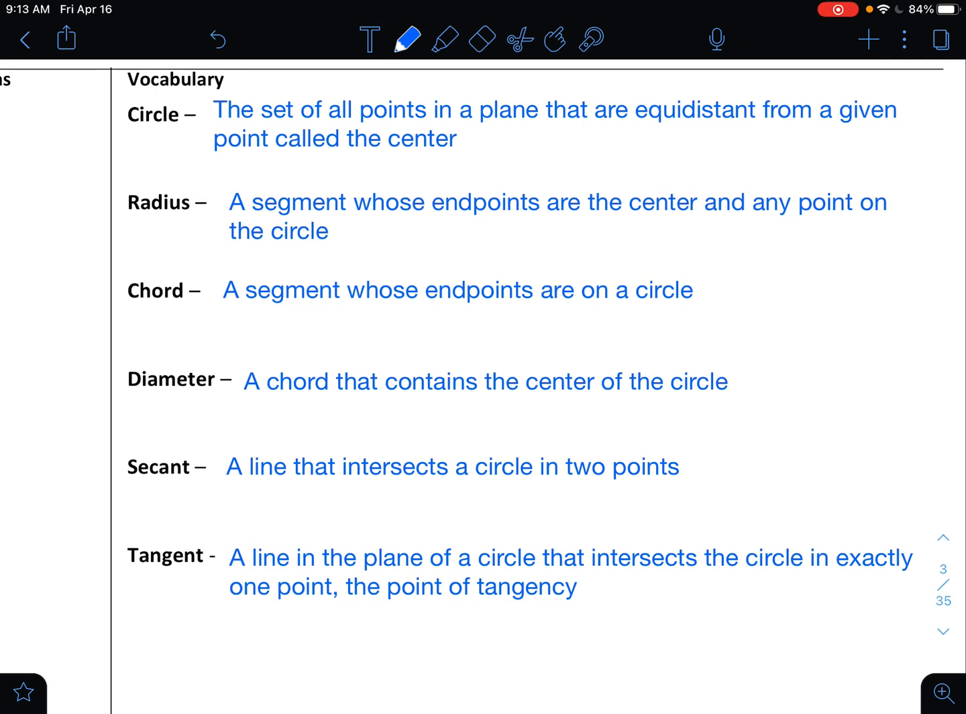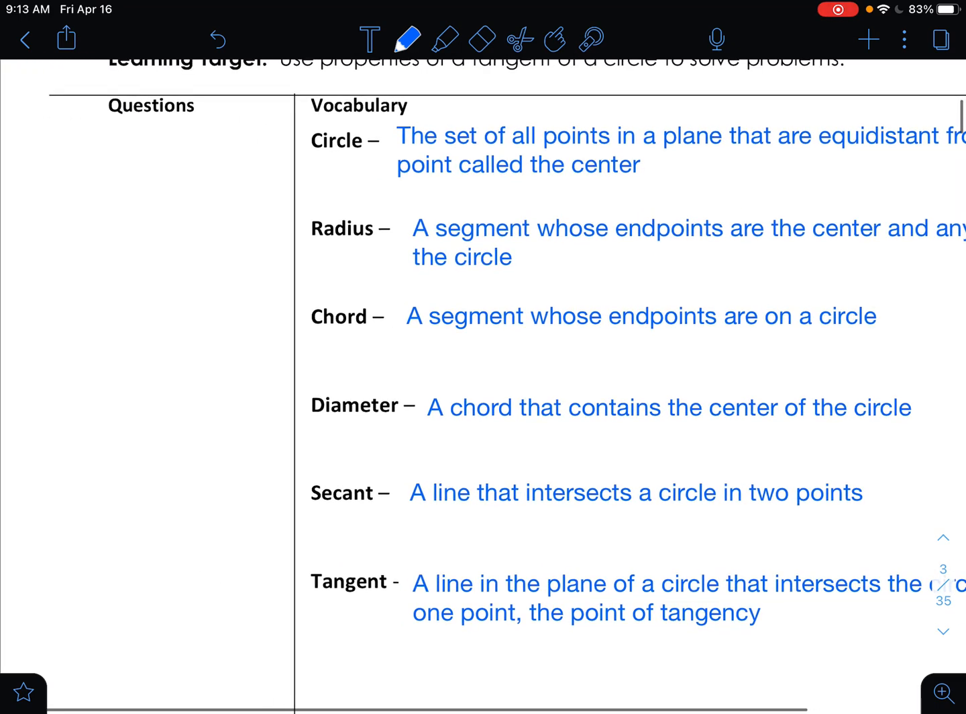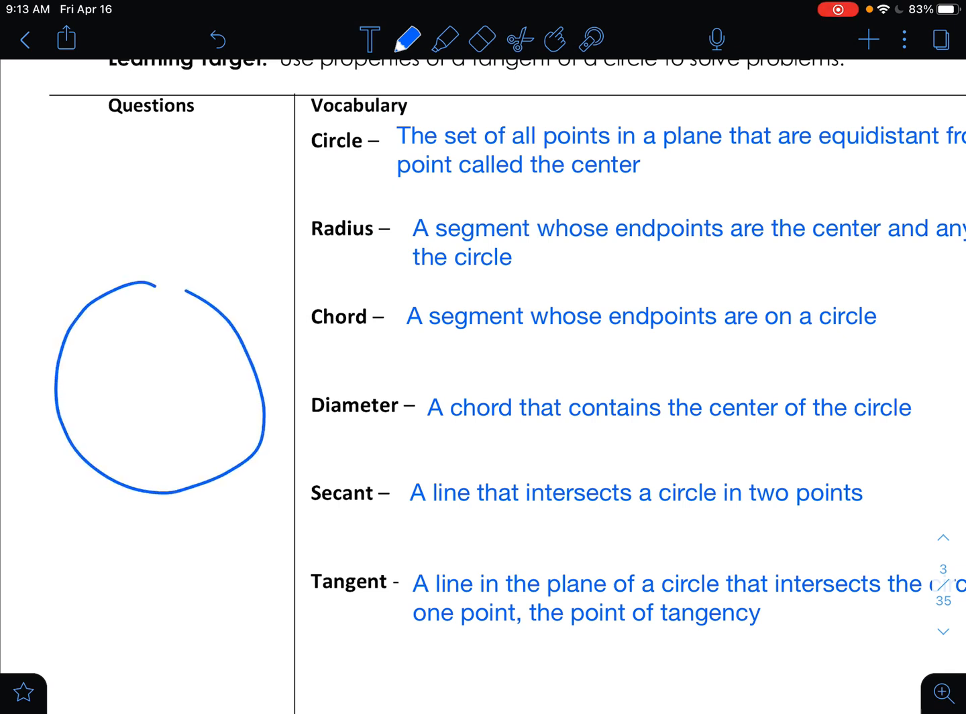So a circle. A circle is the set of all points in a plane that are equidistant from a given point called the center. So that given point is in the middle, and it's the same distance to the edge of the circle. And that is how a circle is formed. I'm going to draw over to the side here. Okay, so there's my circle.